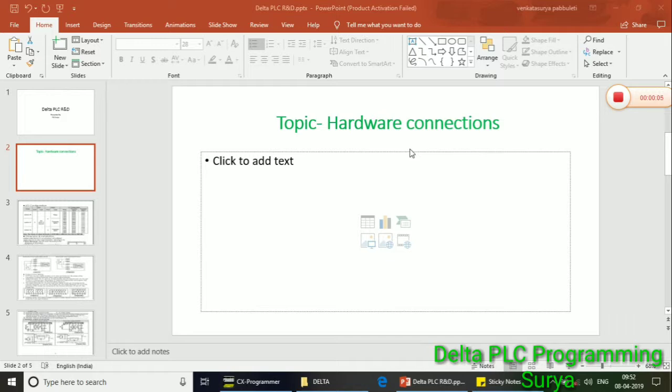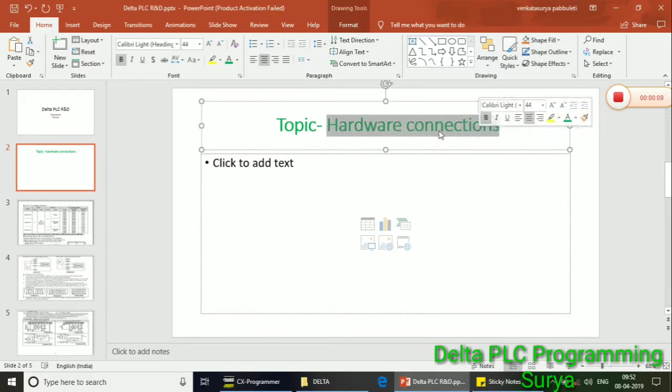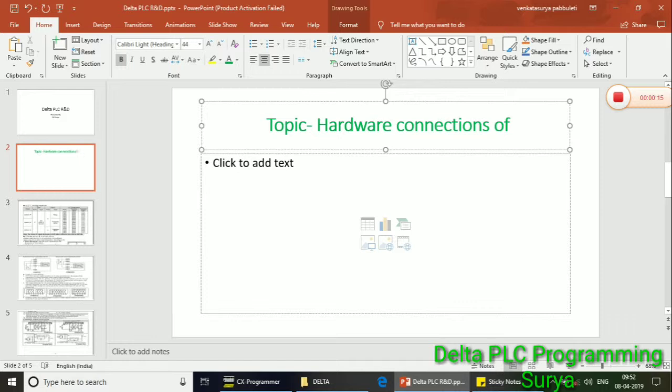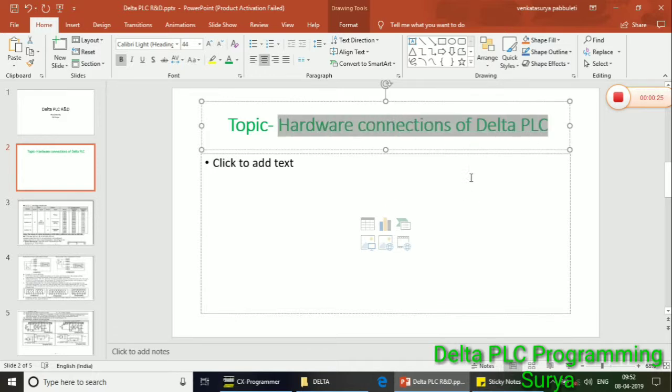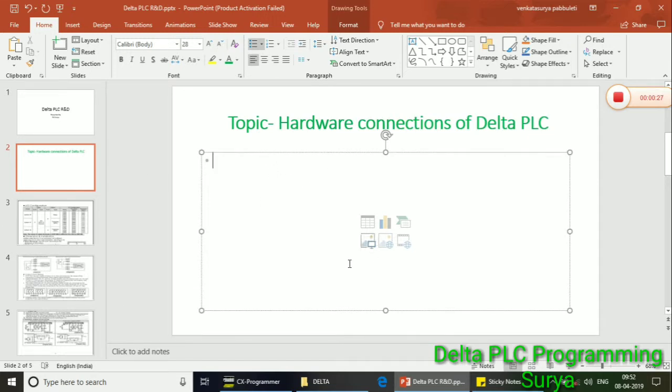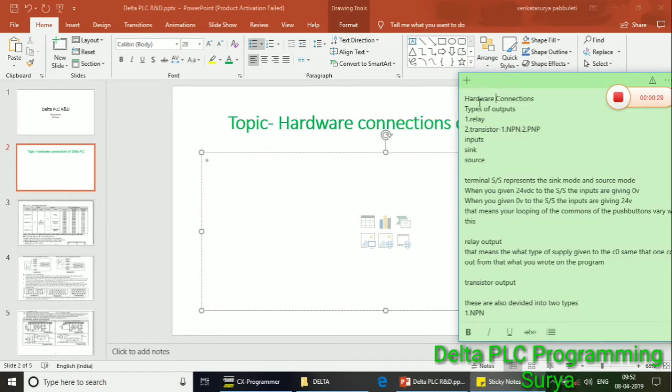Today we will discuss the hardware connections of Delta PLC. Okay, hardware connections, that means inputs and outputs connections. Okay, let's start our discussion.